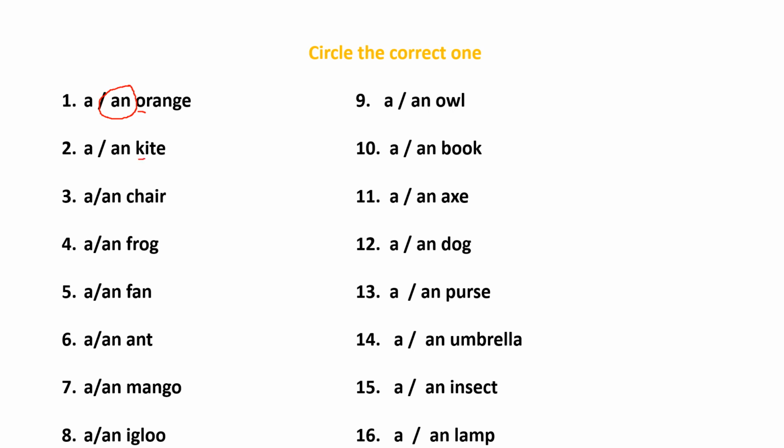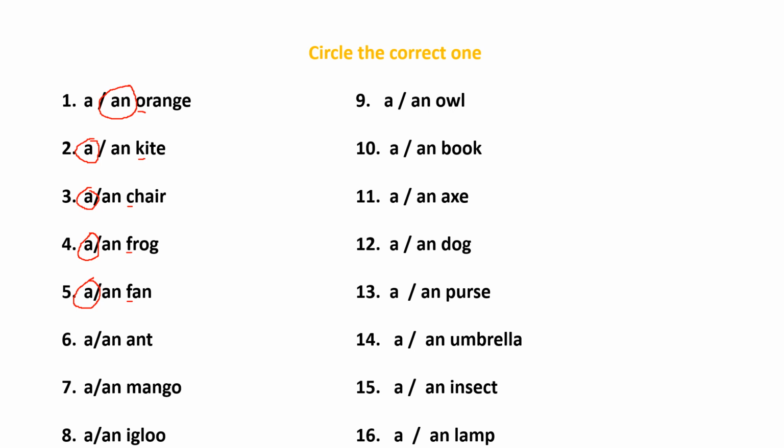The second one, here the word K is there, that is kite. K is a consonant, right? So we are going to circle the article a, right? Here the word C is there, that is chair, right? And C is a consonant, so we are going to circle the article a, a chair. Here the word F is there, frog, right? F is a consonant, so we are going to say a frog. Here it's a fan, F. F is a consonant again, so we are going to circle a, a fan.